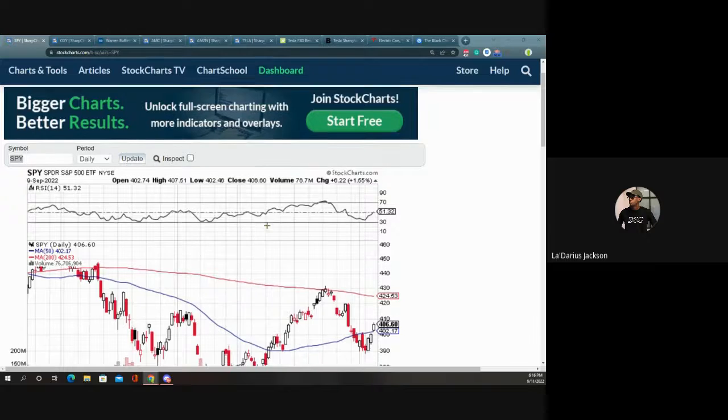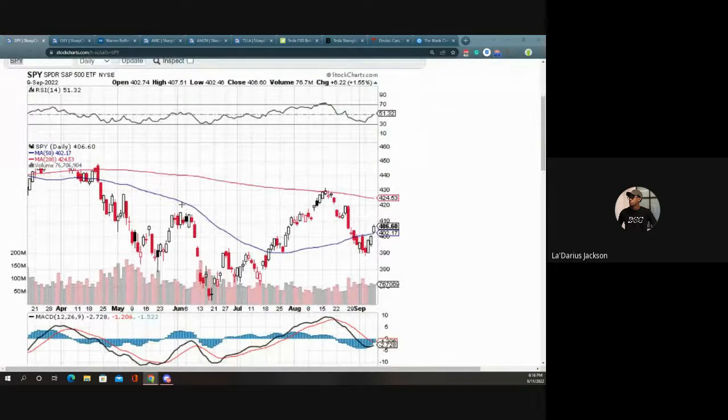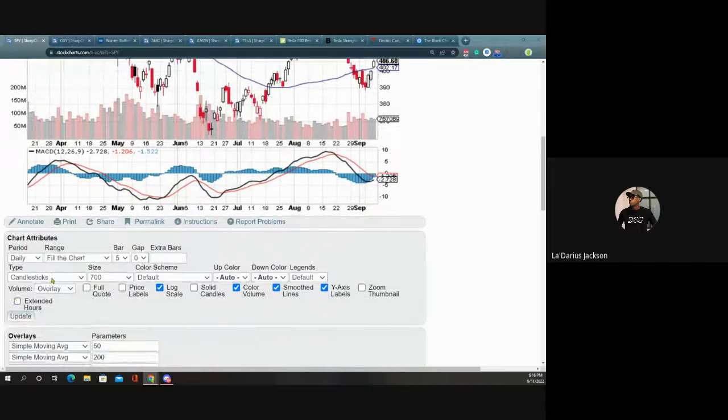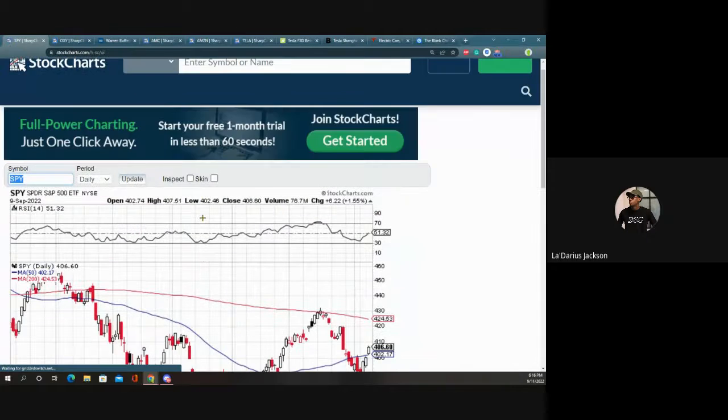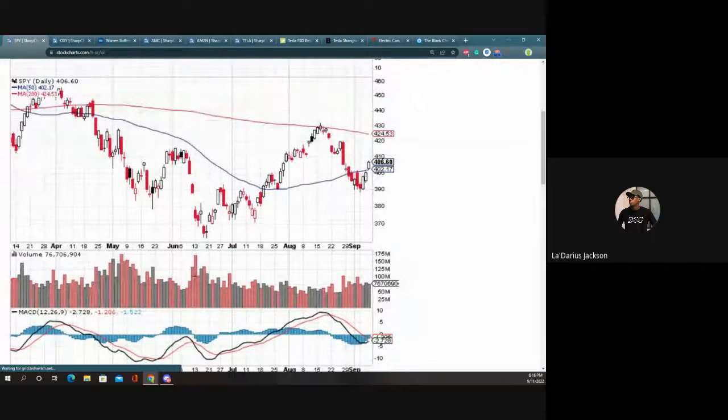All right, on to the rest of the chart. So this is your main chart, or what I call the main chart. Before we get into the main chart, I would like to go ahead and separate volume. So I'll go down to volume in the chart attributes and separate that. That way it puts volume down below and it's not behind the chart.